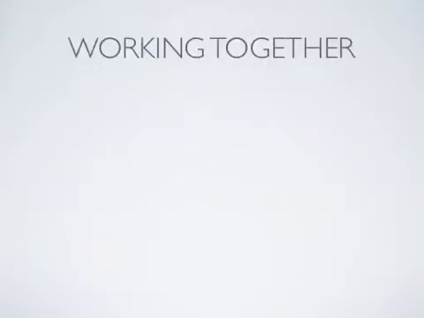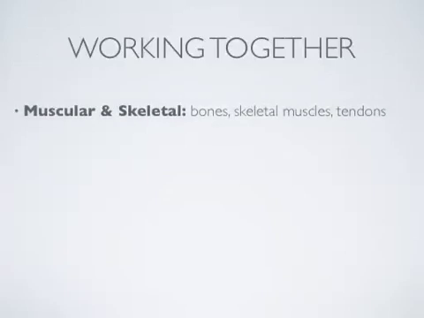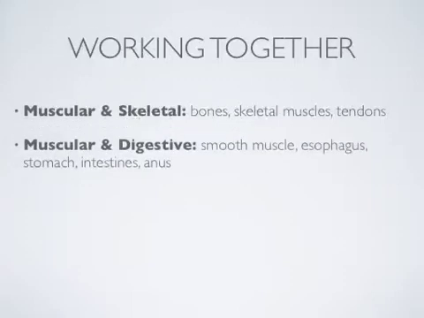So let's talk a little bit about how the muscular system works with other systems. So muscular and skeletal system, that's pretty much what we just discussed. So the bones are part of the skeletal system, the skeletal muscles are part of the muscular system, and tendons attach the bone to muscle, and so this is to help you move. The muscular and digestive system work together. These organs that are part of the digestive system, so you'll learn a little bit more about them later on this week or possibly next week.